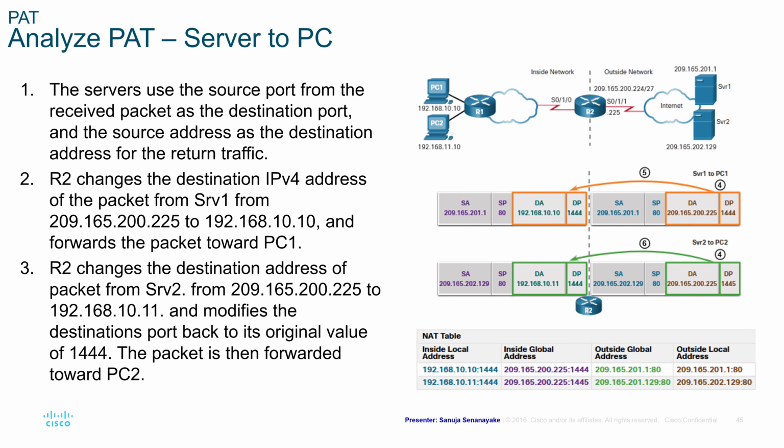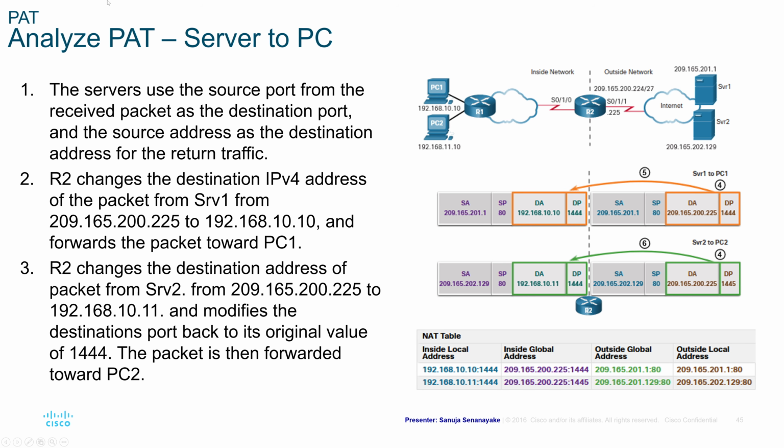In this case, the server used the source port from the received packet as the destination port and the source address as the destination address for the return traffic. R2 changes the destination IPv4 address of the packet from server 1 from 209.165.200.225 to the internal IP address of PC1, which is 192.168.10.10, and forwards that packet to PC1. R2 also changes the destination IP address of the packet from server 2 from 209.165.200.225 to the internal IP address of PC2, in this case 192.168.10.11, and modifies the destination port back to its original value of 1444. So the packet is then forwarded to PC2.